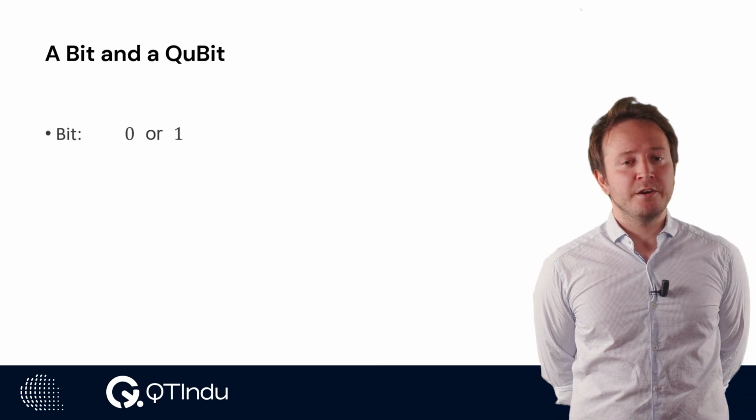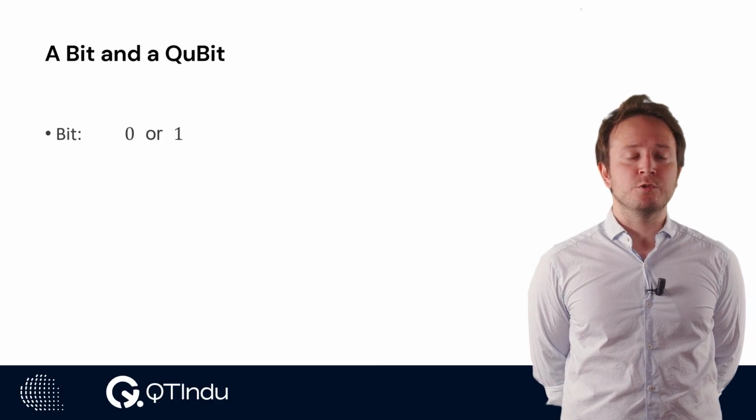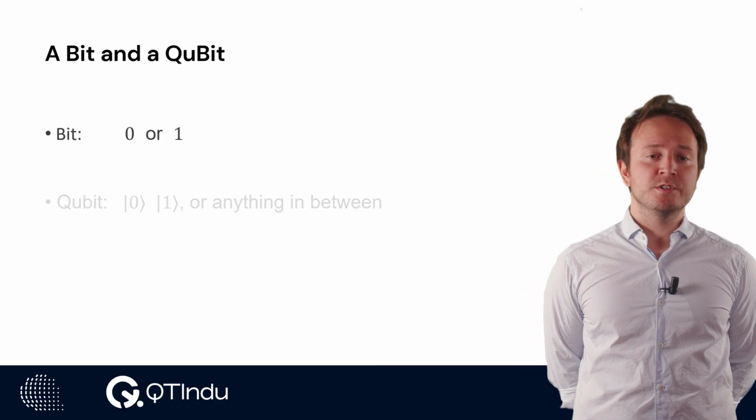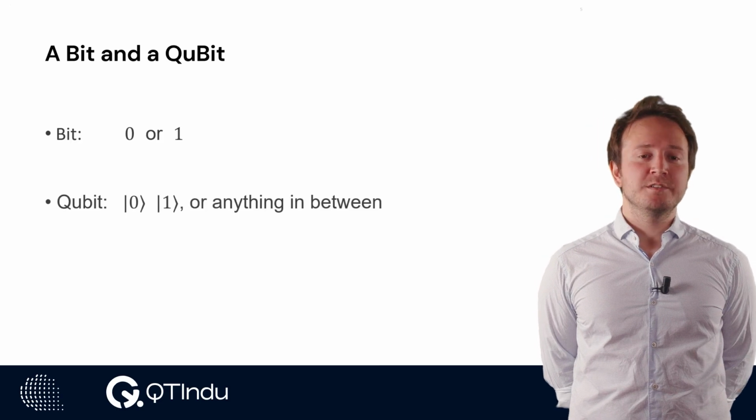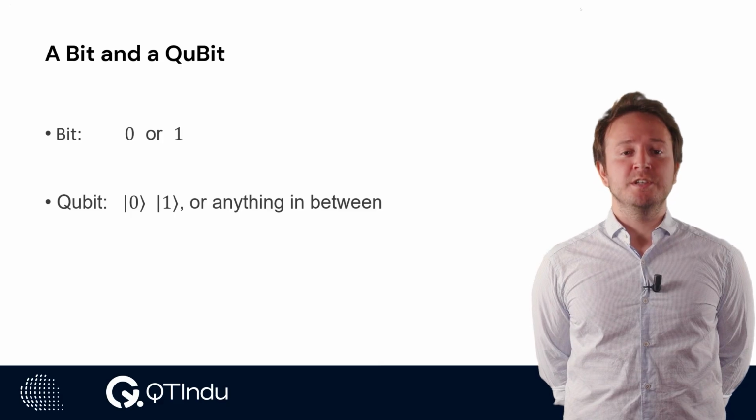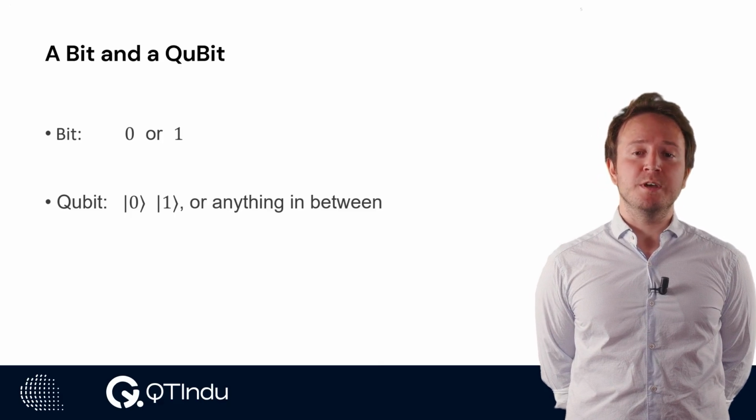Now, a bit is a binary object that can take the value of 0 or 1. This has to be contrasted with a quantum bit, or a qubit in short, which is actually a quantum object that can take the state vector value of 0 or 1. Not just this, actually, it can also take any value in between them.